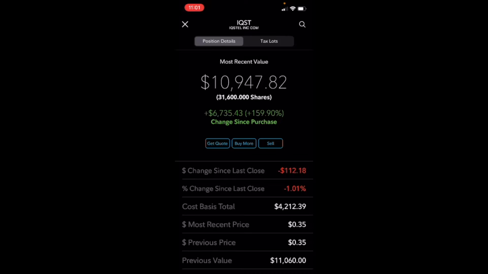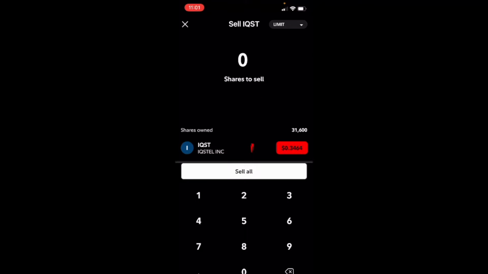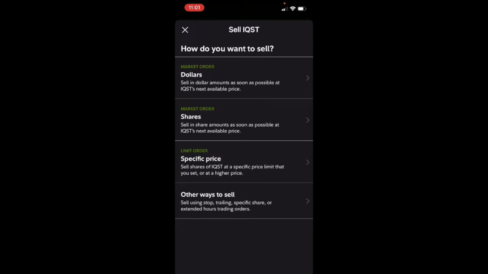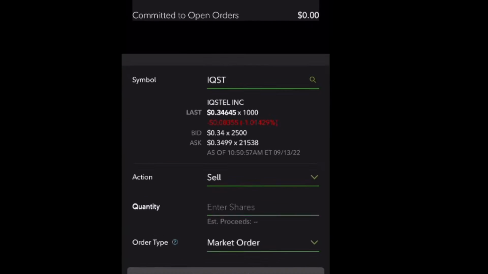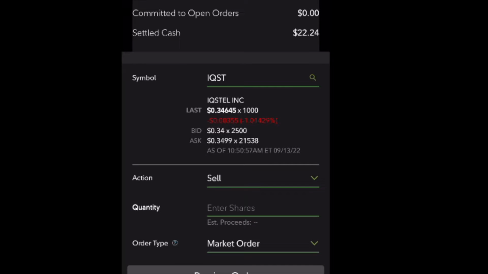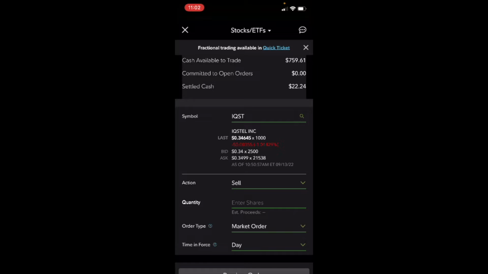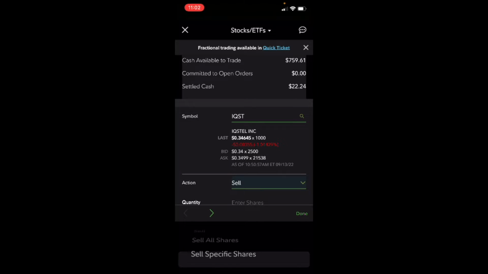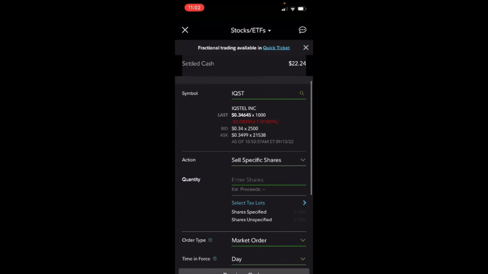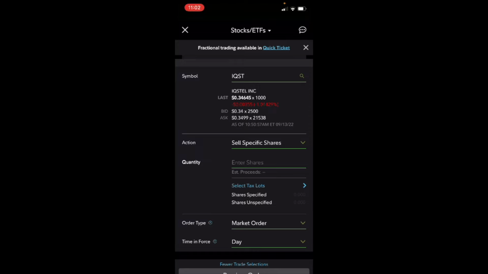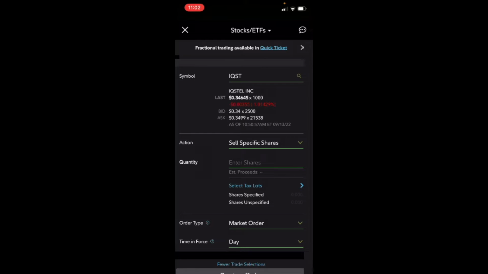In my Fidelity app on my phone, I'm also looking at my computer screen. What I want to do is I'm going to tap on sell. On the top right, you're going to tap on limit. Now, if other ways to sell don't populate the first time, just close it, refresh it, do it again. It will populate. Sometimes it doesn't always upload. Now I'm in this area. I'm going to tap on sell specific shares. I'm going to choose that, the action. Sell specific shares. Then I'm going to tap on select tax lots.